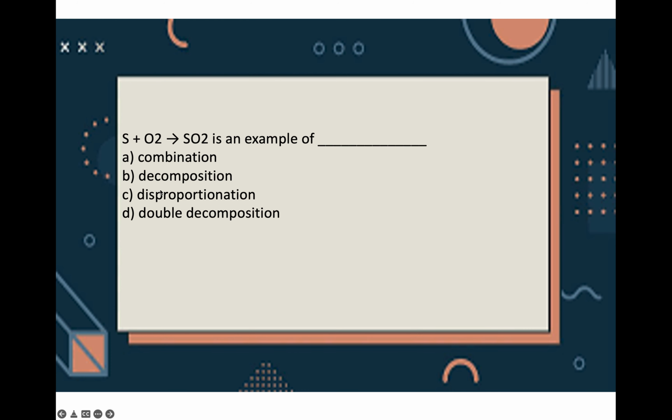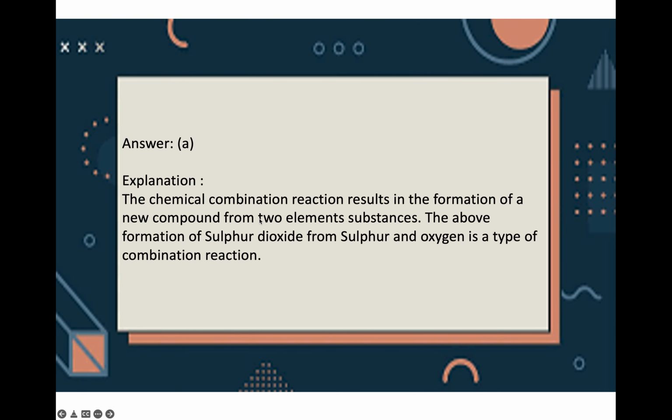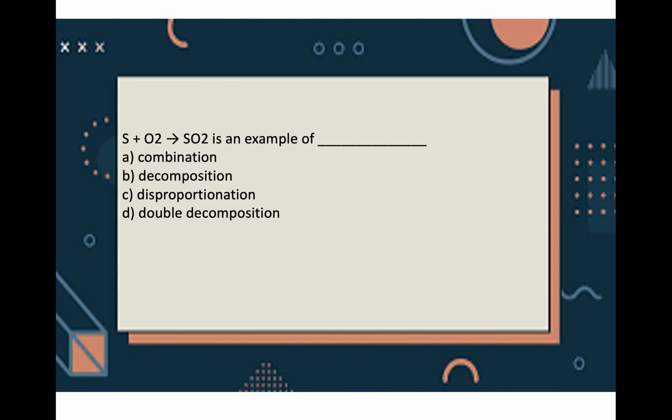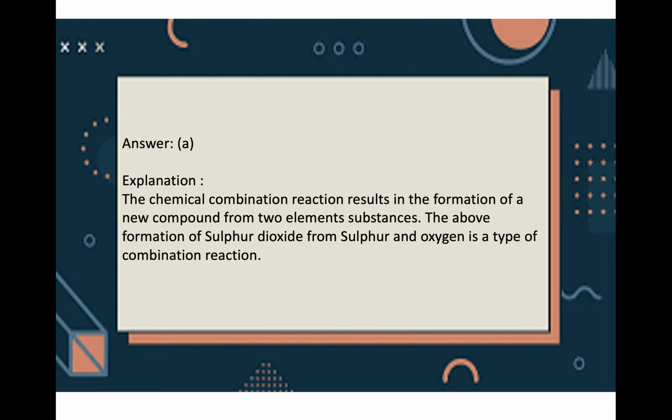Now S plus O2 gives SO2. That is an example of combination, decomposition, disproportionation or double decomposition? Answer is option A, combination, because sulfur and oxygen combine to give sulfur dioxide. So what is chemical combination? When reactants react to give you products. So the formation of sulfur dioxide from sulfur and oxygen is a type of combination reaction.